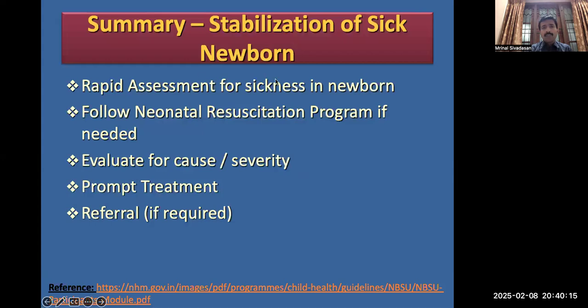So to summarize, for stabilizing a newborn, you have to first assess the baby to identify a sick newborn. You may have to do the newborn resuscitation program if the baby is very sick, and you have to evaluate for the cause and severity, and then give the first prompt treatment, and then refer if required. So thank you for the patient listening, and hope you understood how to stabilize a sick newborn.